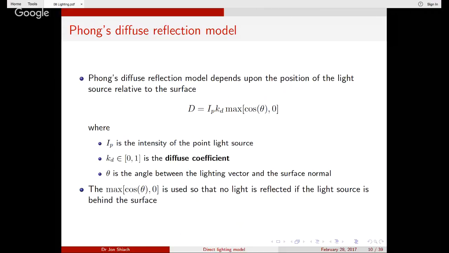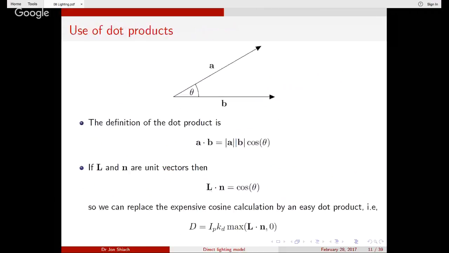Okay, but I mentioned before the reason we're using a direct lighting model is because it's more efficient. Unfortunately, here we've got a cosine calculation, which is quite tricky for a computer to do. So we can get rid of that cosine calculation using our old friend, dot products. Just to remind you, this will be very familiar to you by now.